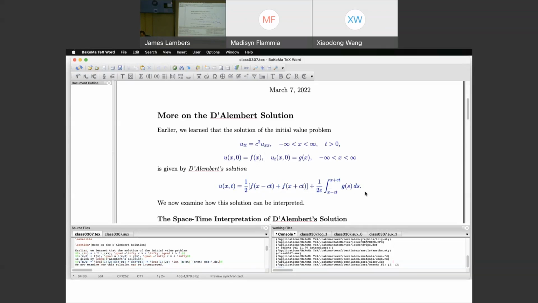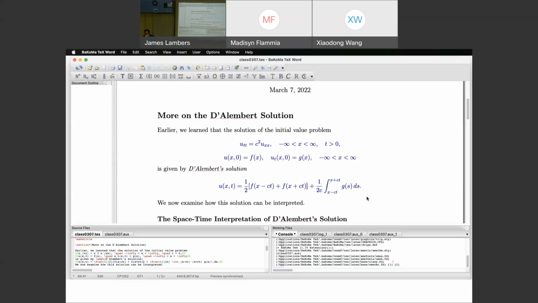D'Alembert's solution, we see that's a combination of graph transformations of f, and then this integral of g from x minus ct to x plus ct to get the solution u of x, t. The constant c that comes from a coefficient of the PDE represents the speed of wave propagation. So what we have here is a wave propagating to the right, and here we have a wave propagating to the left, just because this is a rightward shift of the graph of f. This is a leftward shift. So we have two-way wave propagation.